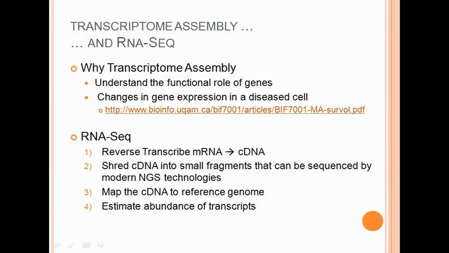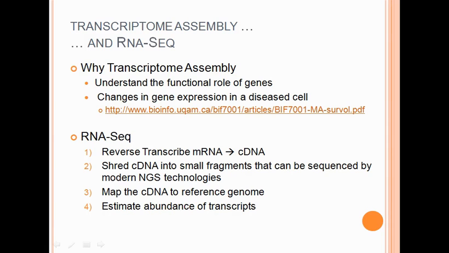It also helps us understand changes in gene expression that happen in a disease cell so that we can treat them. The link that I've provided provides more information about this, as well as information on methods used for transcriptome assembly. In this session, I'm going to talk about a method referred to as RNA-Seq.